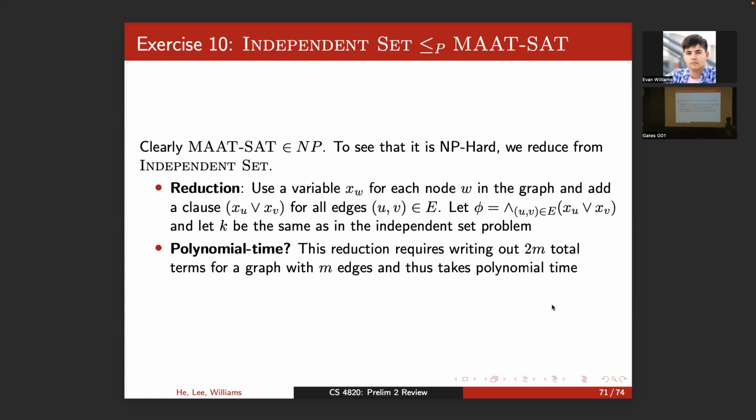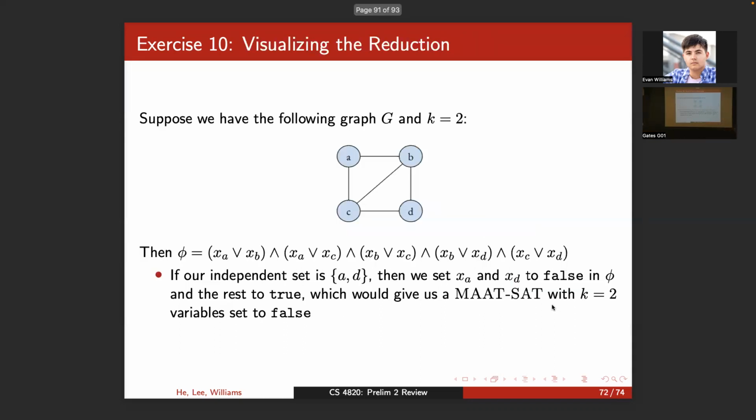What you can do is use a variable x_w for every node w in the graph, and you're going to add a clause for every edge in the graph. Your CNF is just going to be the AND of all the clauses that you formed, and each clause has exactly 2 literals. It basically represents, for every edge in the graph, x_u or x_v. Okay. So is it polynomial time? Yes, because you just write out 2m terms, based on the number m of edges in your graph.